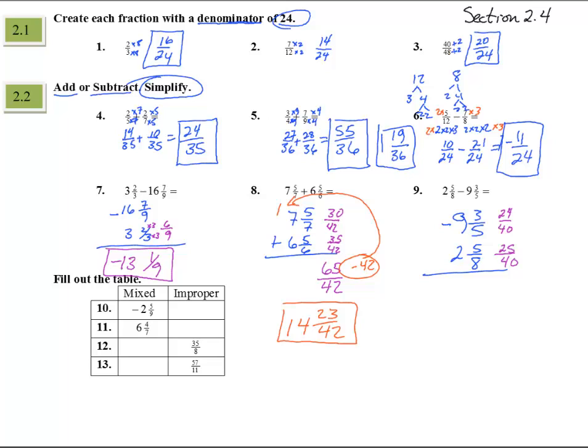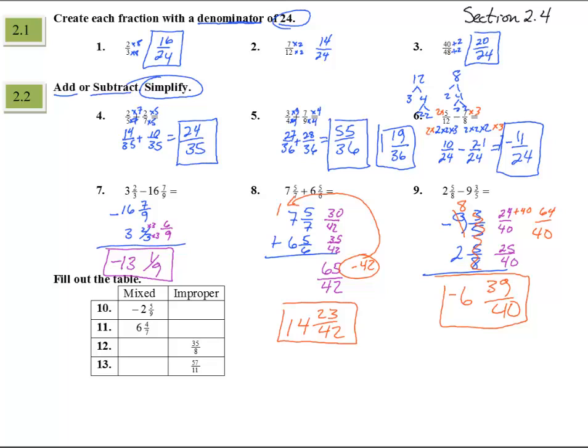Oh, we're so close. We can't subtract that one. 24 minus 25, we can't quite do that, so we have to borrow. So we're going to borrow from the 9, which makes it an 8, and we're going to add 40 over there. So we get 64 40ths minus 25 40ths. That's 39 40ths. These we already transferred into those. And so 8 minus 2 is 6, and 39 40ths. And the stronger one wins. Minus 6 and 39 40ths. Wow.